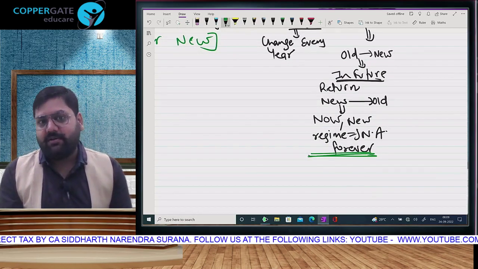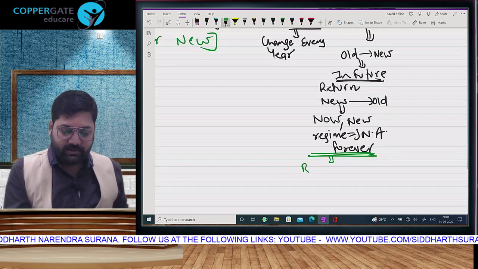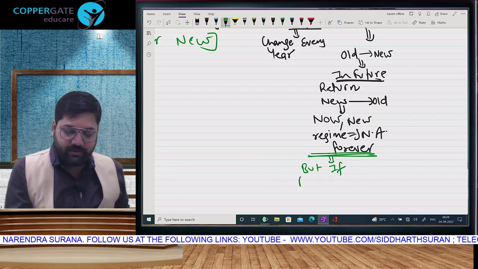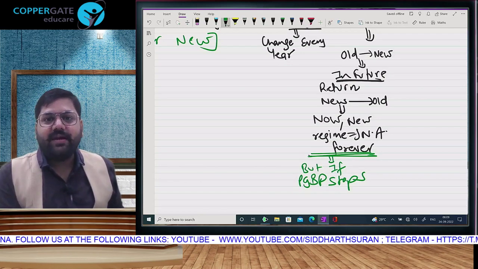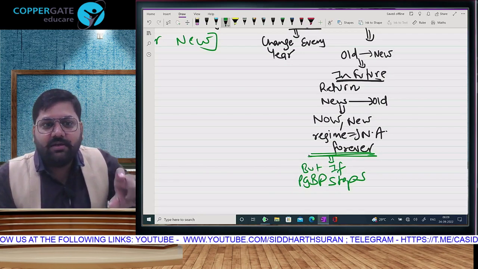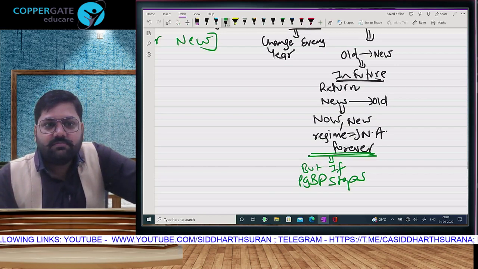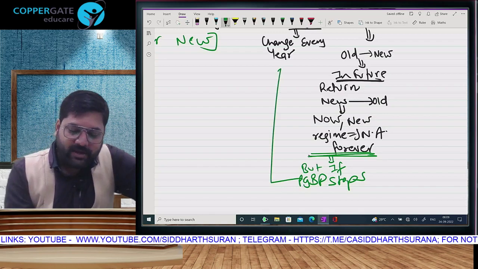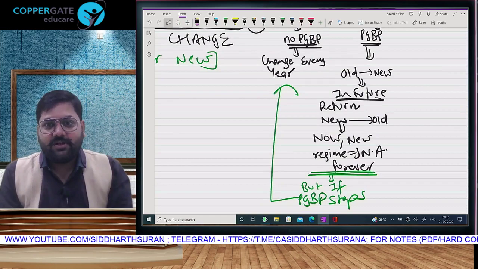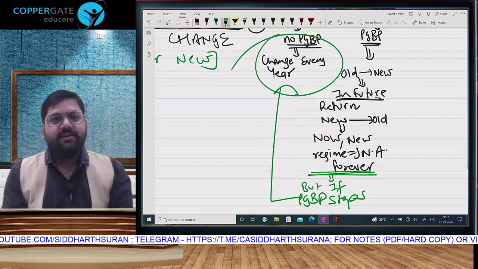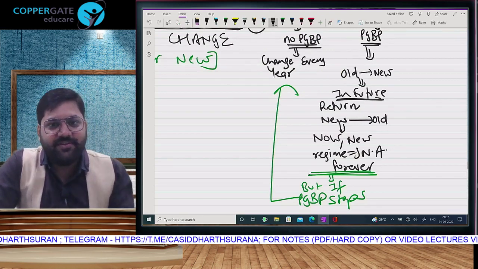If I ever want to go back, your answer was not allowed. But if PGBP stops, when I say PGBP stops, it means in future the person is not having income under PGBP anymore, so you become this category. Do you understand? And what is the rule for this category? You can exercise your option on a year-on-year basis.